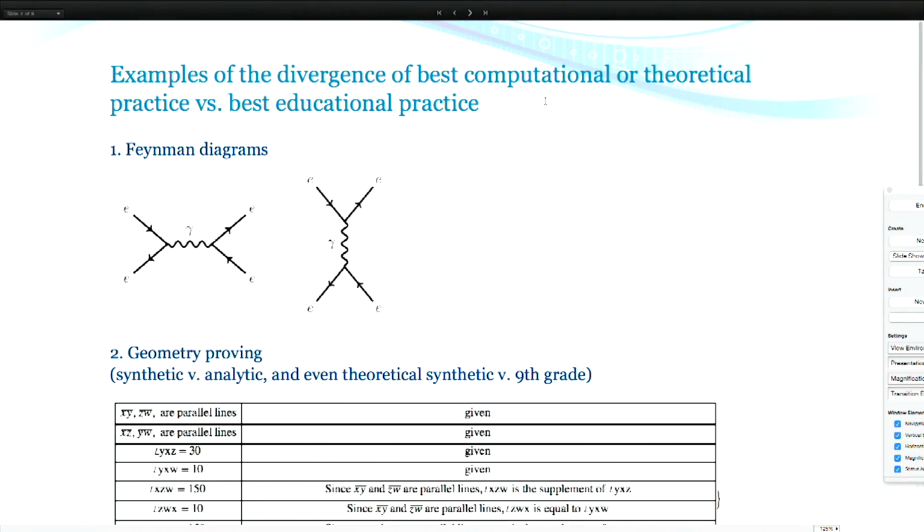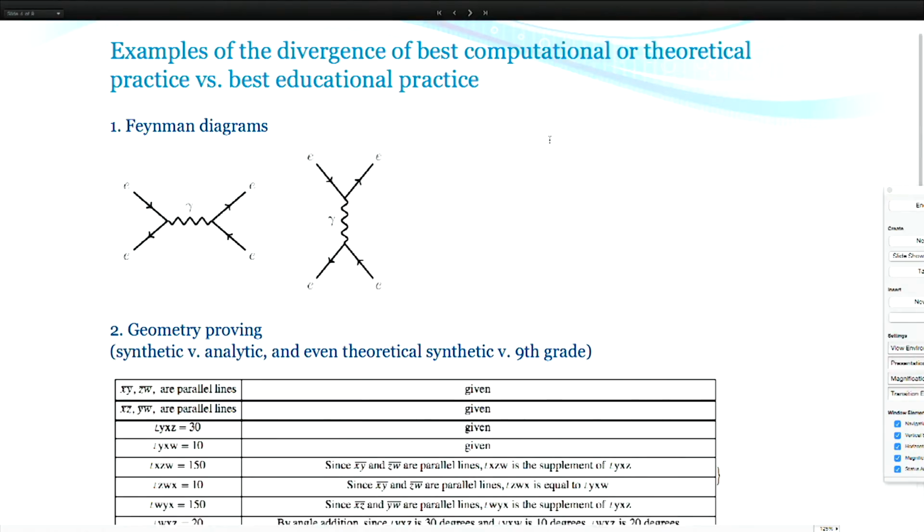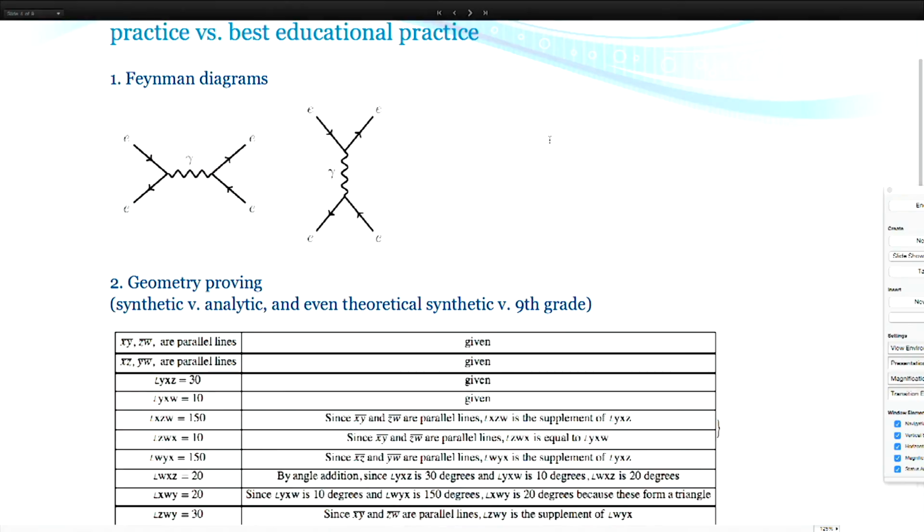Before some examples of actual step-by-step programs, I'll briefly mention some ways in which the best computational theoretical practice diverges from the best educational practice. I'm not a physicist, but I think Feynman diagrams fall into this category, right? If you're writing a program that computes particle interactions, it's not going to actually draw stuff and look at drawings internally.